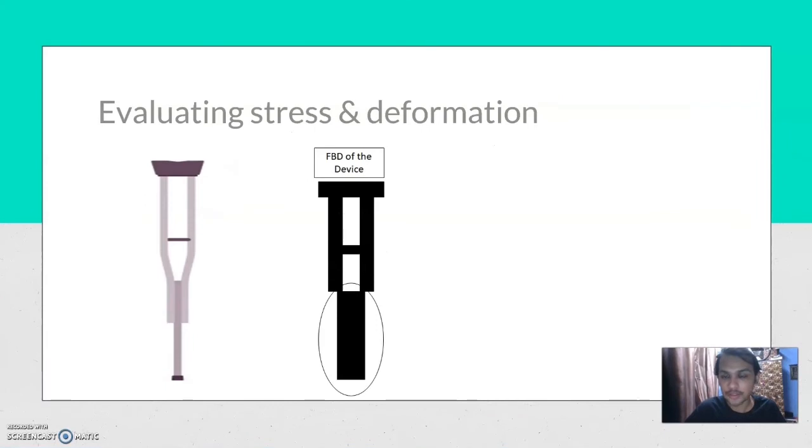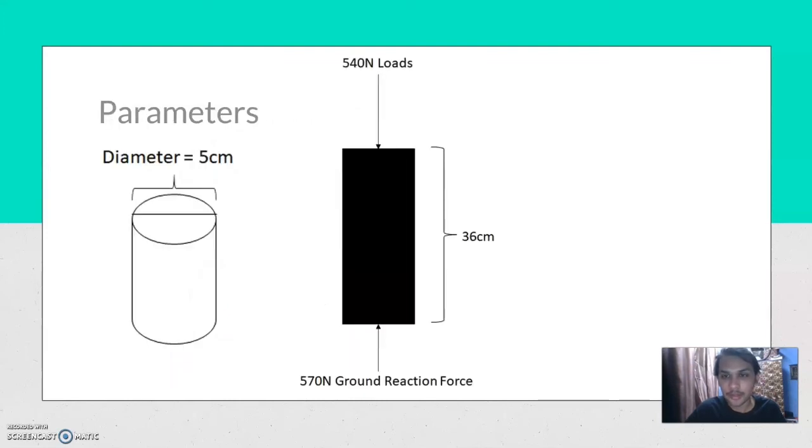As you can see on the screen, this is the device that has been chosen by our group, which is the auxiliary crutch. And the black figures is actually the free body diagram of the device. The part that has been circled is the part where I'm going to focus on regarding the analysis of the stress and deformation. These are the parameters involved: the diameter of 5 cm, the length of 36 cm, and the load applied is 540 Newton, and a ground reaction force of 570 Newton.